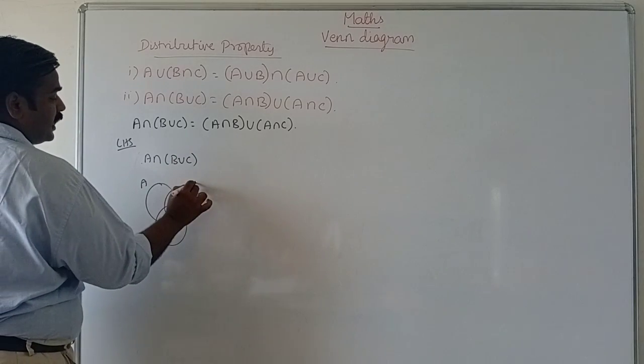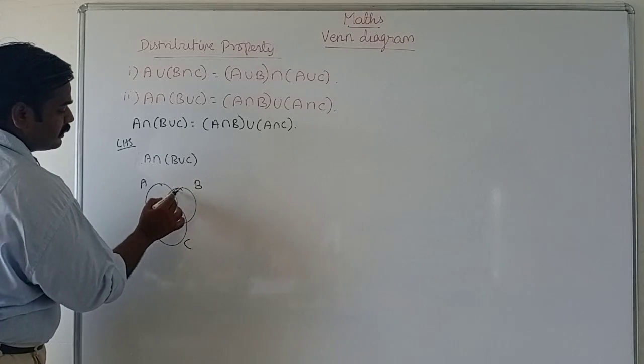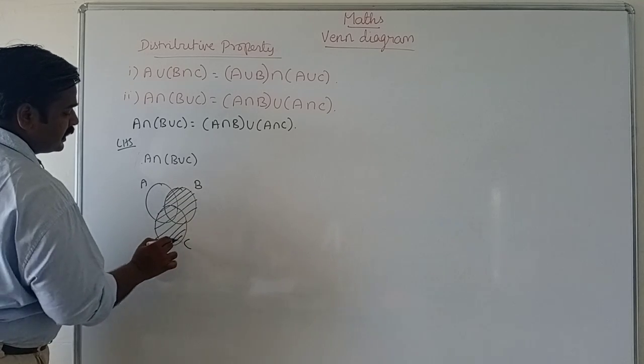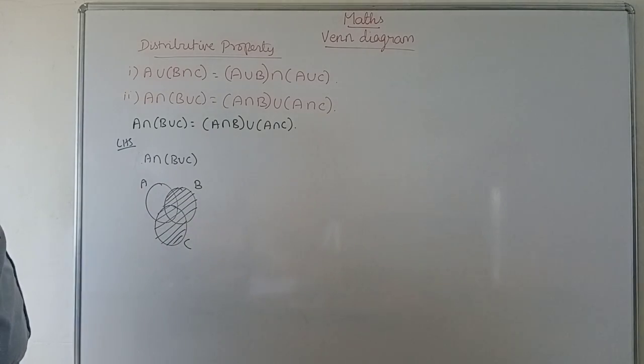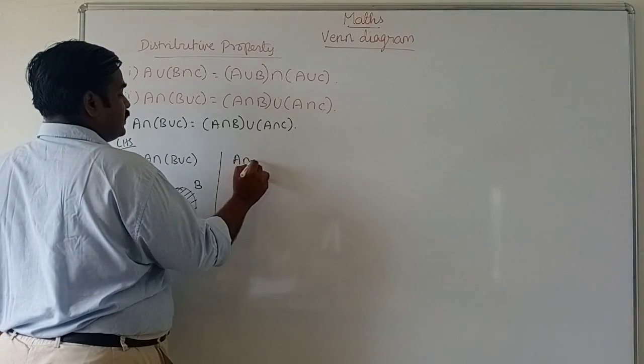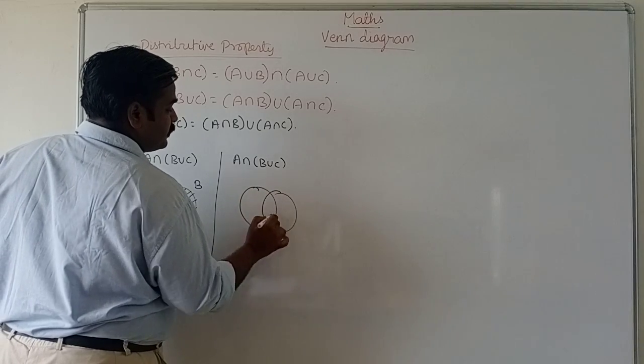One should be A, one should be B, one should be C. B union C. What do you mean by B union C? You need to shade B and C completely. Next, A intersection B union C. What does A intersection B union C mean?